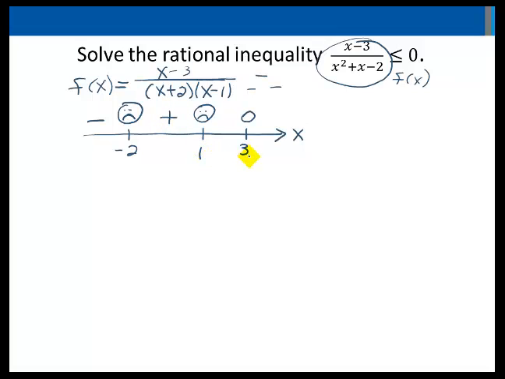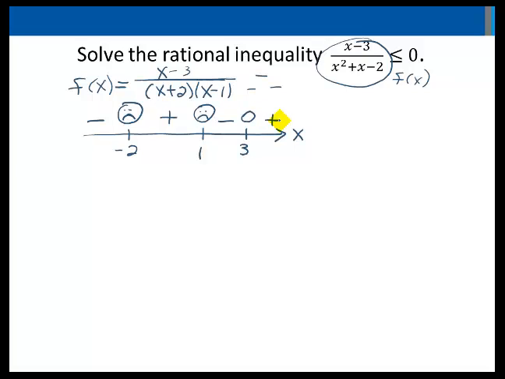The next interval from x = 1 to x = 3, let's choose 2. We'd have a negative over a positive times a positive. So f(x) will be negative here. And the interval to the right of x = 3, let's choose 4. We'd have a positive over a positive times a positive. So the signs are positive there.